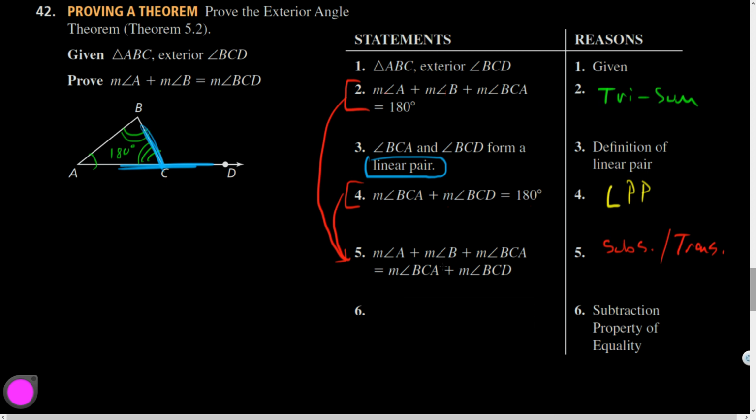I realize it's a little bit weird how they wrote it on 2 rows, but what is on this side of the equation that is also on that side of the equation I could take away? Yeah, BCA. All right, so I would have measure angle A plus measure angle B equals just plain old measure angle BCD. And that proves the exterior angles theorem. And now that it's proven, I can use that theorem for the rest of forever with confidence that I know what I'm doing.